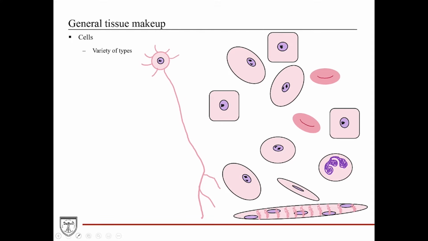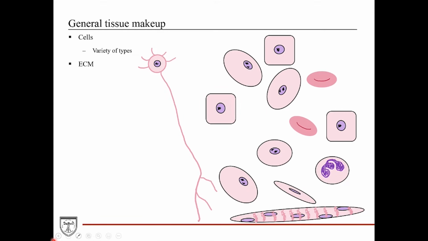And as you can see, there's a lot of spaces in between the cells in this image. That's not really an empty space. That's where the ECM, or extracellular matrix, comes in. In terms of the ECM, there are three major categories of structures that comprise it. First are the fibers, second, the ground substances, and third, the fluids.